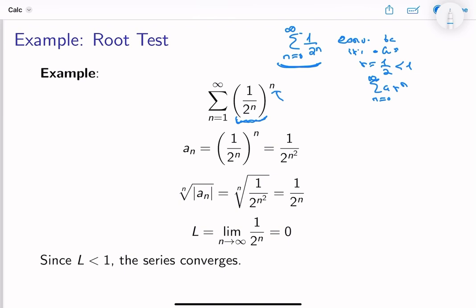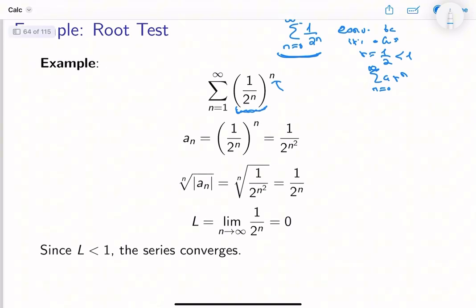So if we use the root test, if you take the nth root of the absolute value of a_n, and in this case this thing is a_n, and you raise it to the power 1 over n, well, this n will go away and you'll be left with 1 over 2 to the n, right? Now this 1 over 2 to the n, we're interested in the limit of it to apply the root test.